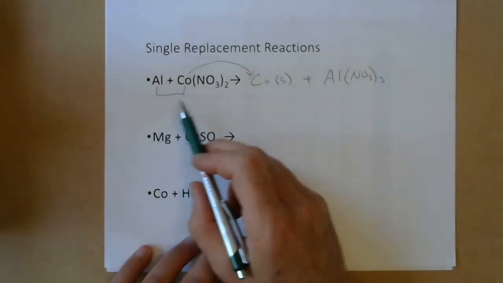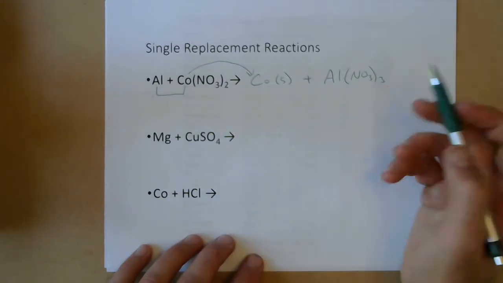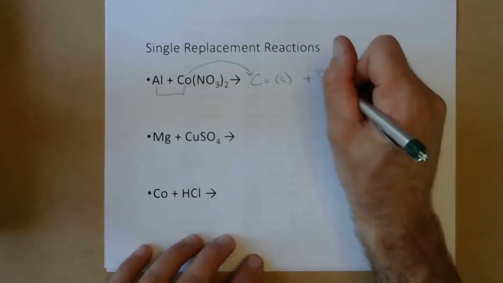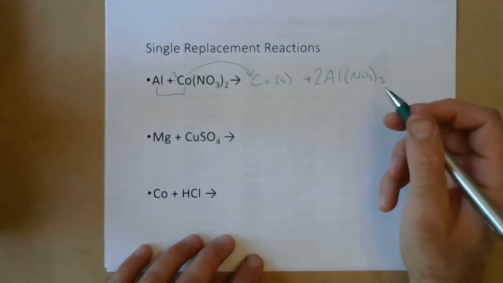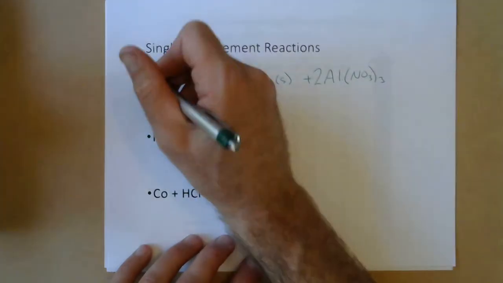Okay. We'll go back and balance this equation when we need to. So we have 2 nitrates on this side, 3 nitrates on this side. So we need to put a 2 here and a 3 there, and then a 3 in front of the cobalt, and a 2 in front of the aluminum.